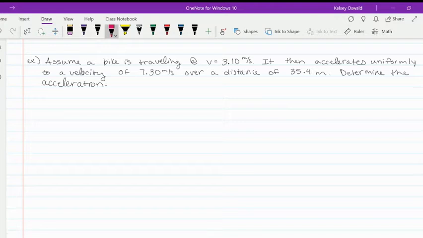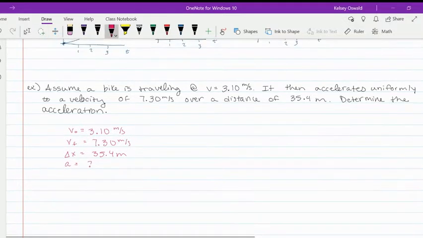So we're going to start this the same way we did the other one. Pick out what pieces of information you know first. So we know initially our bike is traveling at a velocity of 3.10 meters per second. It then accelerates to a final velocity of 7.30 meters per second over a distance, or it has a displacement, of 35.4 meters. Okay, so pick out what pieces of information we know first, and then we're trying to find our acceleration.